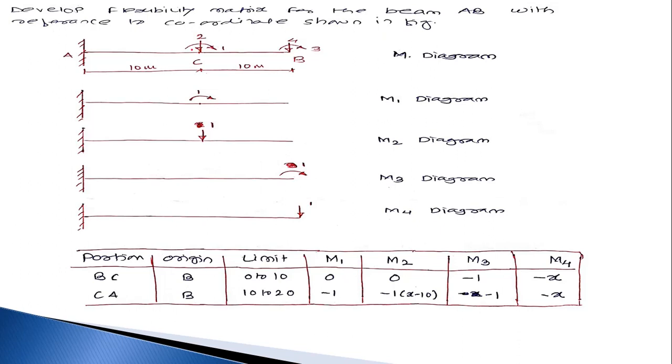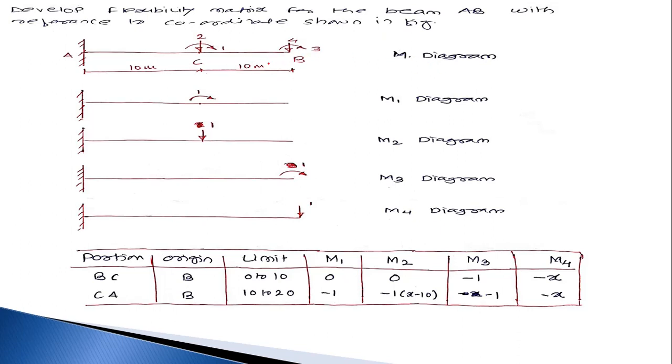First is a moment at point C at a distance of 10 meters from point A. Second is a point load at C, vertical downward. Third coordinate is a moment at B, at a distance of 20 meters from end A. And fourth is a point load at B. So this is the M diagram.